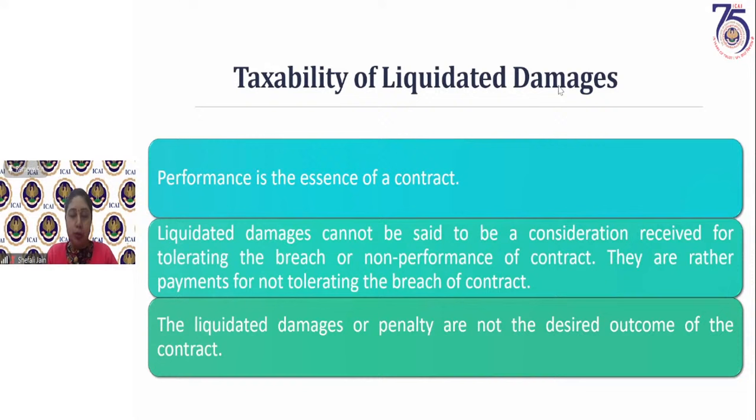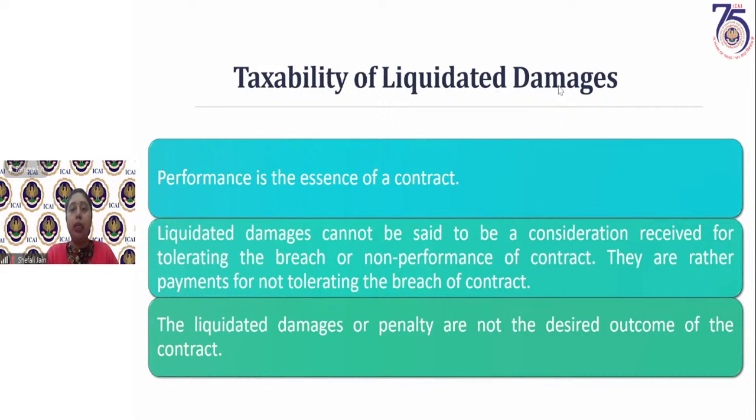Suppose this is the contract. So will this compensation be considered as a consideration for tolerating an act of non-performance of the contract? We have to see whether these liquidated damages fall within the purview of para 5E, tolerating an act of non-performing the contract. So the circular clarified that no, this will not be considered as a consideration.